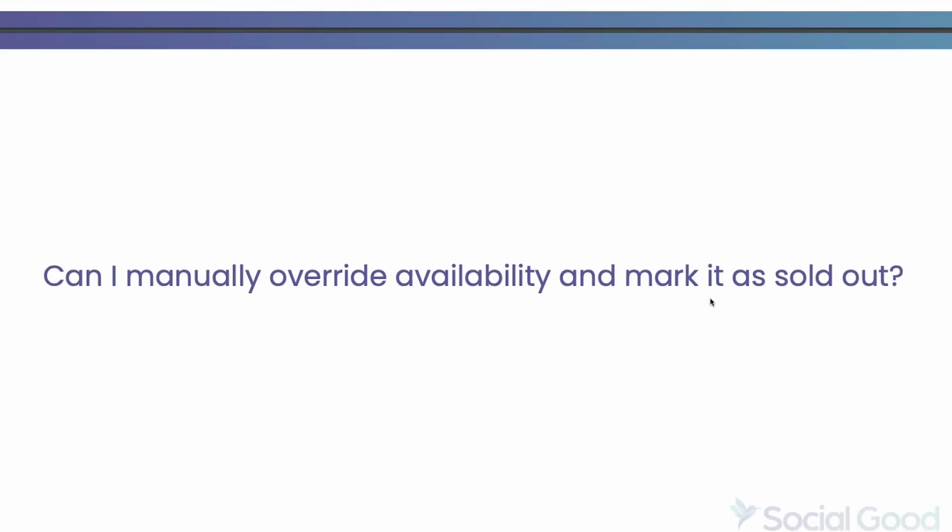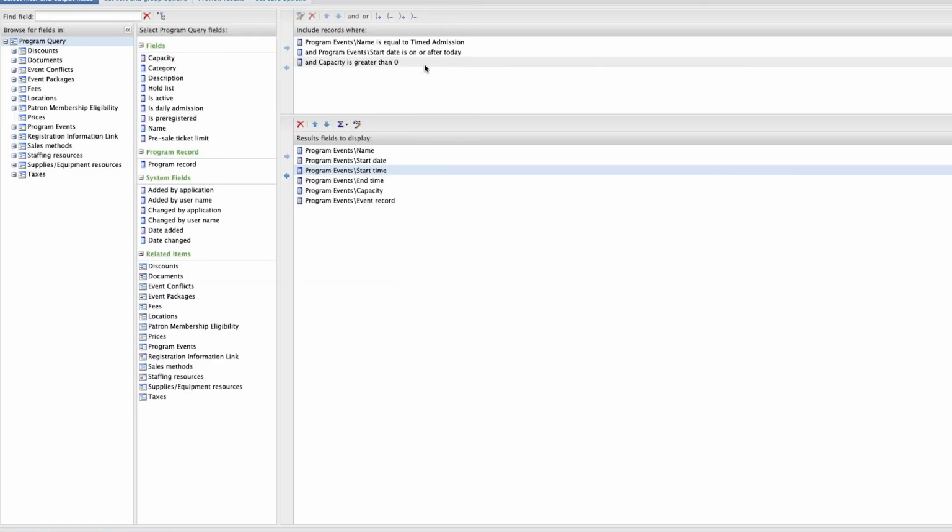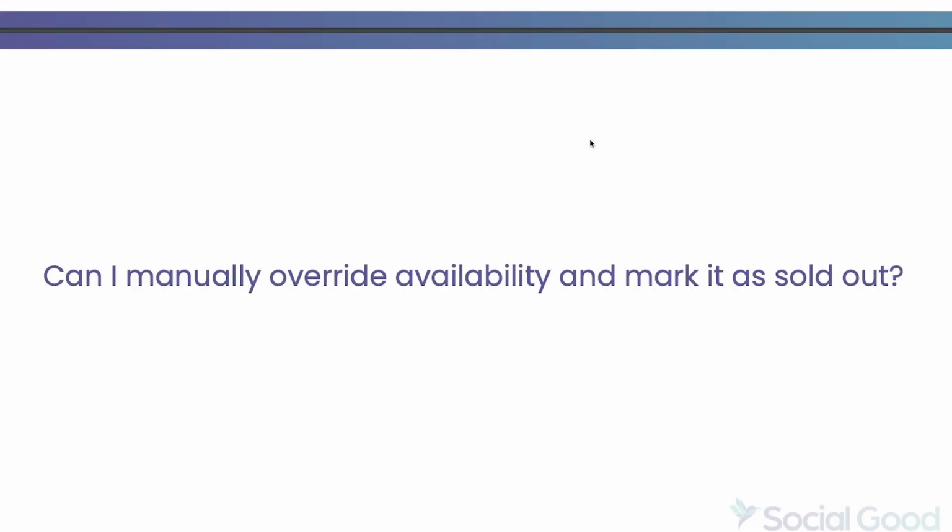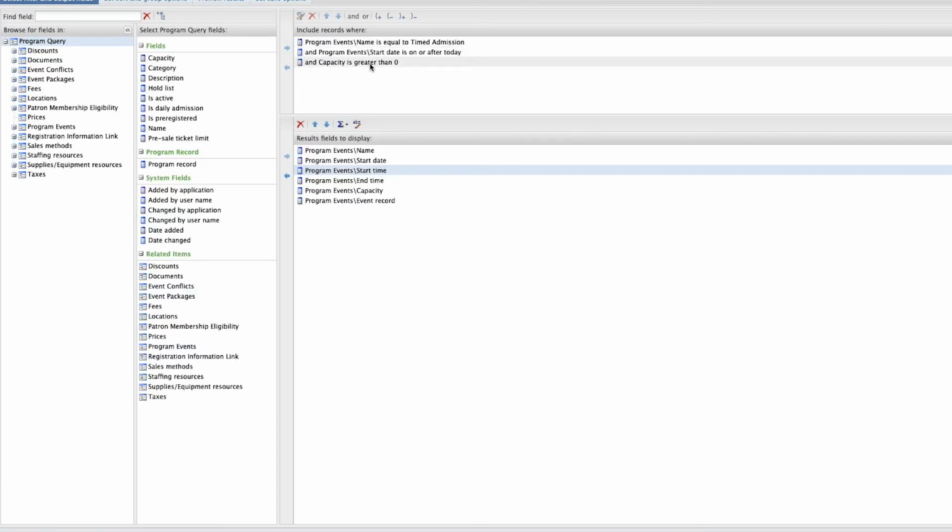All right, and then the final thing here is we do have a way for you to manually override it and mark it as sold out. In order to do this, you just have to go to your program, set the capacity to 0 right here, and that will automatically pull those off for you. So if there is, for example, 6 that have been partially refunded, you just need to go to that particular event, date and time, set the capacity to 0, which would then automatically pull it off of the calendar.